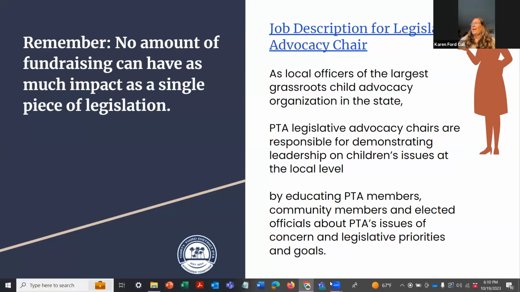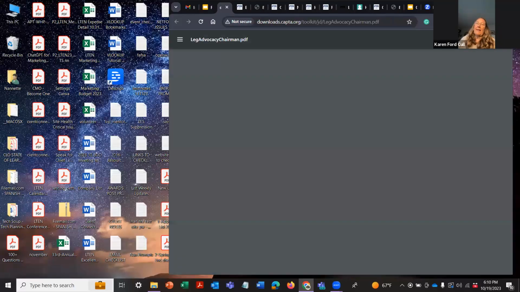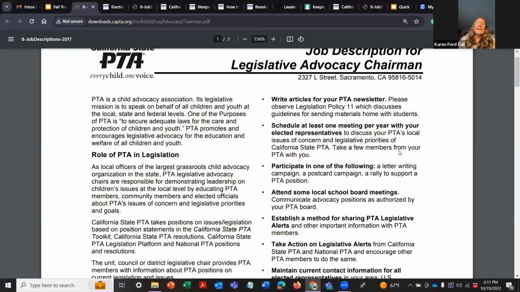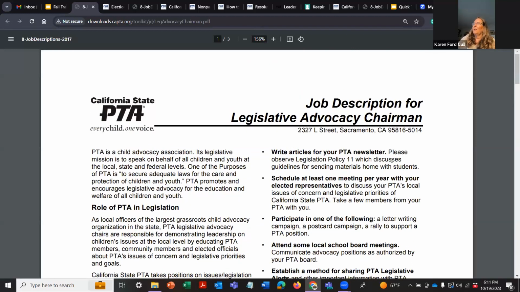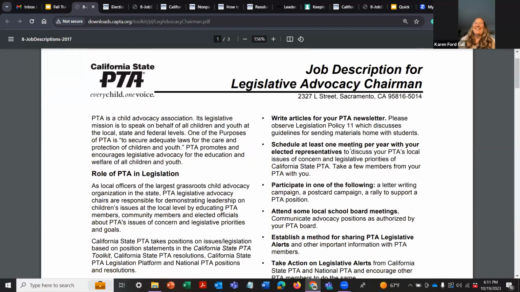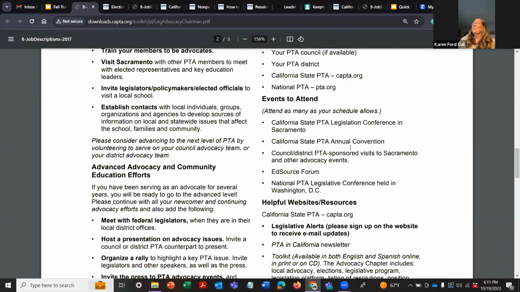If you click on that link, it takes you to the CAPTA website, and there are job descriptions there for all the positions, and it explains exactly what you are supposed to do. It must be quite old because it says chairman. I haven't seen that for a long time. But you don't have to be a man.